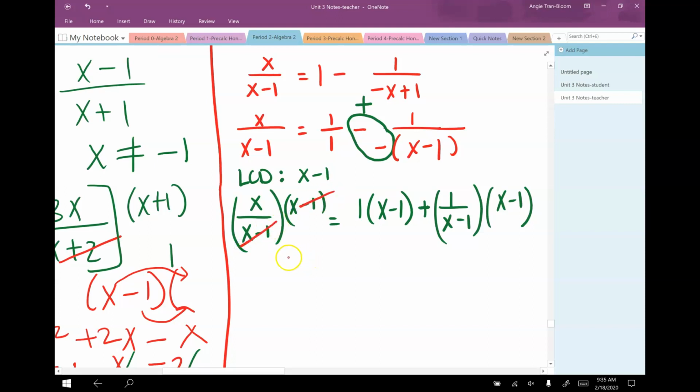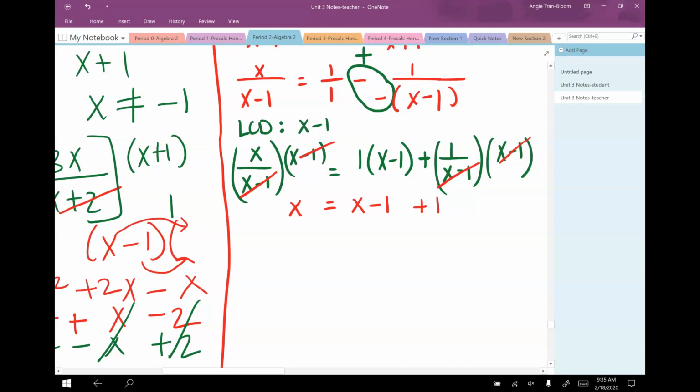What's left? x equals, this is not a fraction, so I would just distribute. 1 times x minus 1 is simply x minus 1. This is canceling, so what's left? Good. What do you do now? Restriction. Well, let's combine this and then go back and find the restriction. Can I cancel my 1s? Okay, those are gone. You have x equals x. Whoa.